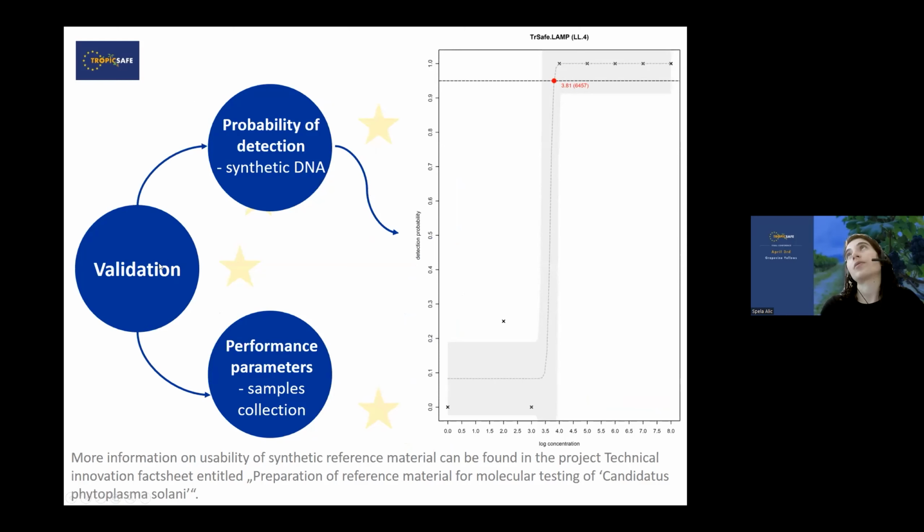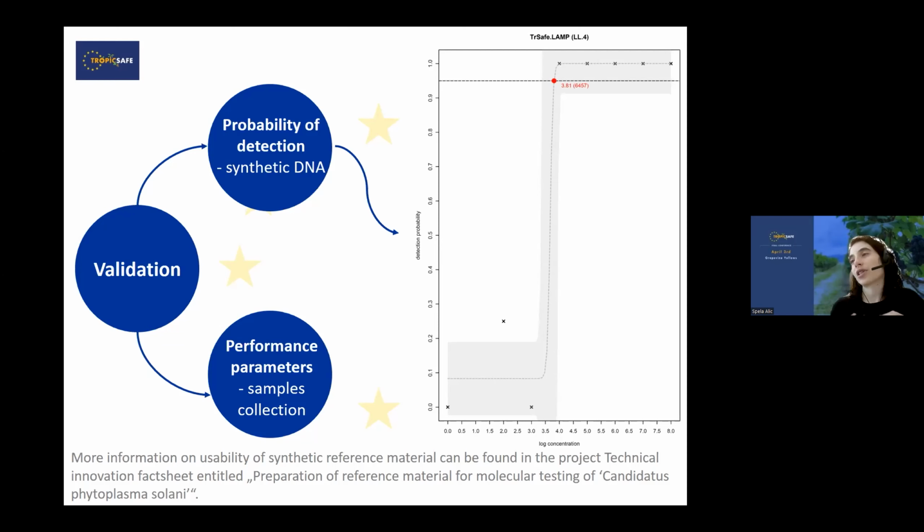Validation step was performed on combination of synthetic reference material and real samples from grape wines. And synthetic reference material was used to determine analytical sensitivity of the assay. And we used probability of detection to determine limit of detection of the designed LAMP assay. And the assay had very good limit of detection. Actually, it was able to detect below 10,000 target copies per milliliter of sample.